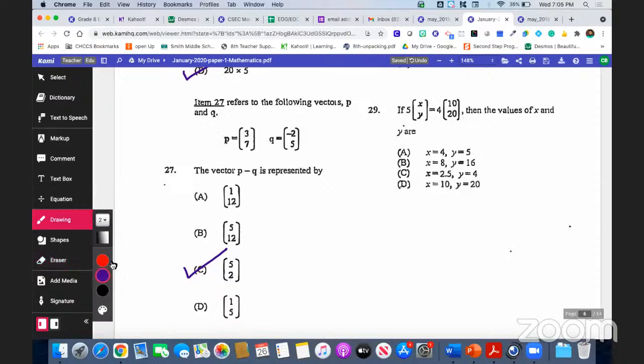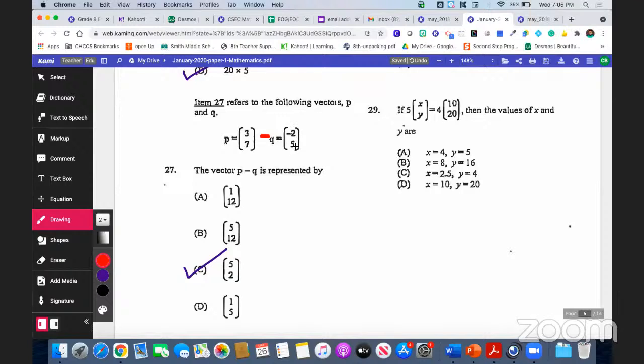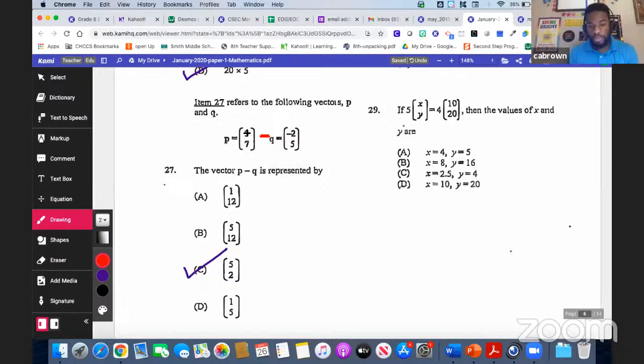So the question asks us to find the vector P minus Q. P is 3, 7. We're subtracting from it Q, which is negative 2, 5. So I'm subtracting the numbers at the top. 3 minus negative 2. When you have two negatives, it becomes a positive. So 3 plus 2 is 5. And 7 minus 5 is 2. So our answer there is 5, 2. Always remember, whenever you have two negatives, it always becomes a positive.